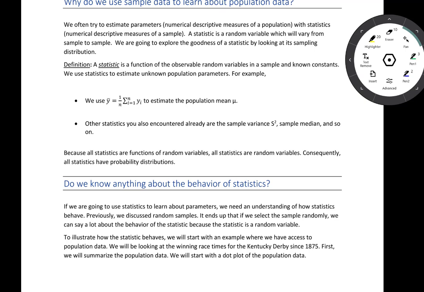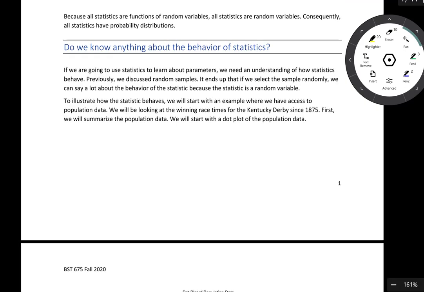Because all statistics are functions of random variables, the statistics themselves are random variables, and they have probability distributions. So if we're going to use statistics to learn about parameters, we have to have an understanding of how they behave. We're going to start out with a motivating example to think conceptually about what we mean by the behavior of statistics from one random sample to the next. And then we're going to talk about how we could actually find the distribution of these statistics.